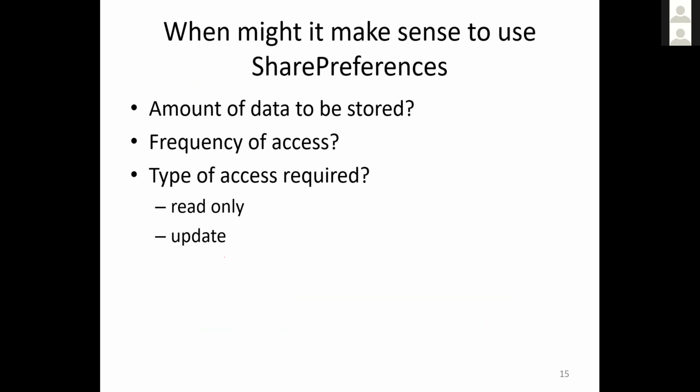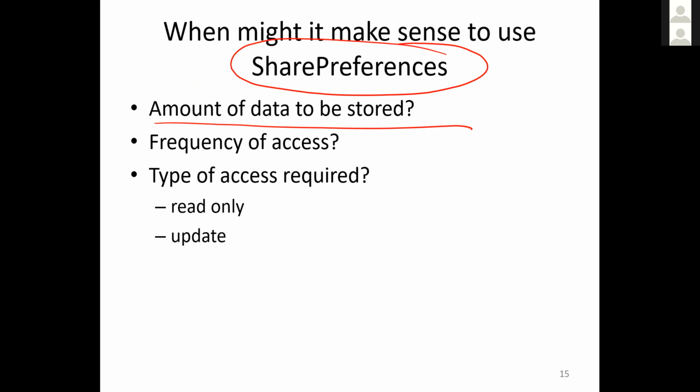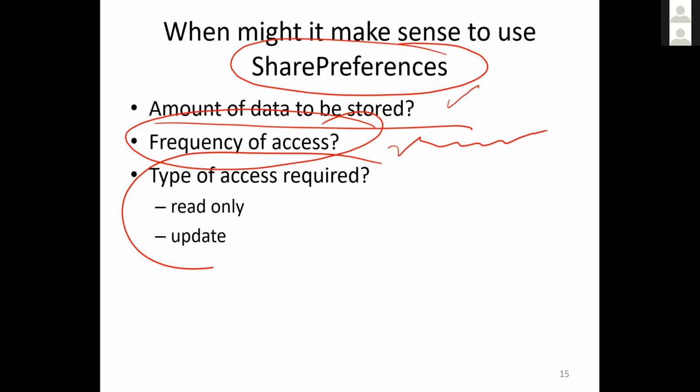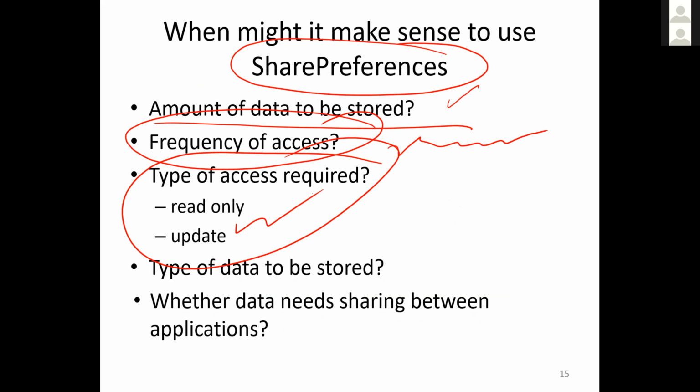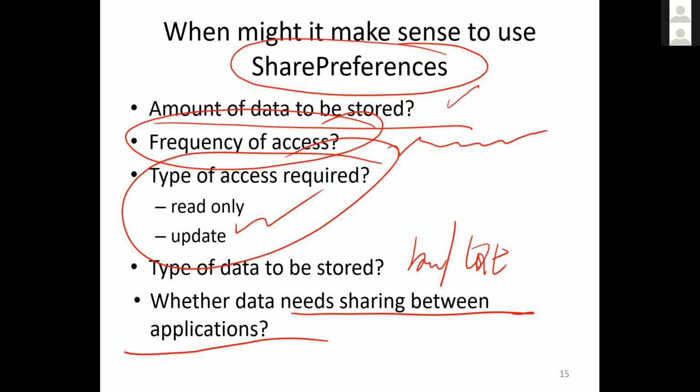So of course there are questions around when you should use shared preference, like the amount of data to be stored. Of course, you can see that it is not a lot. Frequency of access can be so many times. Types of access required, even update is perfect. It's easy. Type of data to be stored, we did say that binary, text, and such are better for that. And whether data needs sharing between applications, we said that is not possible.